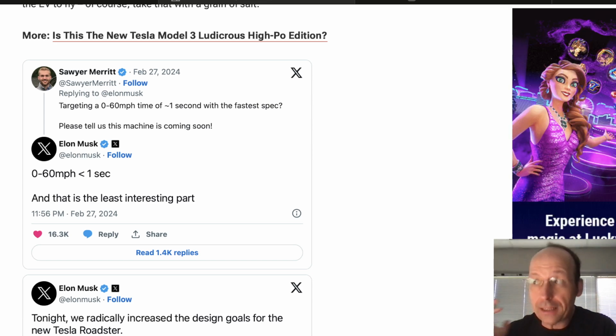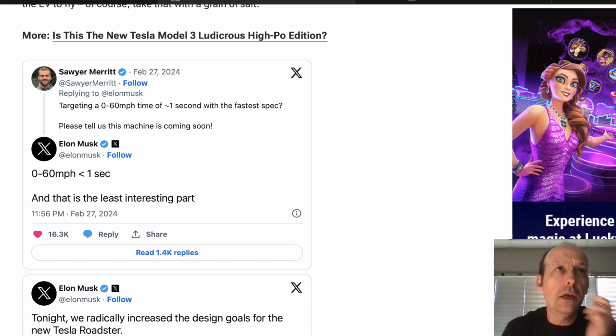Sometimes things come up and I just have to talk about it. And here we have this news story, this post on Twitter from Elon talking about a car that would go from 0 to 60 in under a second. And I don't know much about it. I don't know if it's possible. I'm just going to do some calculations and we're going to just see what we can get.